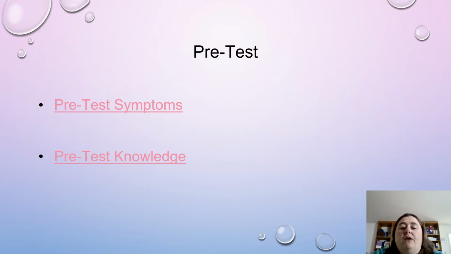There are two items that I would like for each of you to complete before you begin the course. First of all, there is a pre-test symptom checklist, and what this is going to do is allow you to identify any symptoms of compassion fatigue that you may be currently experiencing. Then I would like you to complete the pre-test knowledge test, and what that will do is just give me an idea of your knowledge base about compassion fatigue prior to completing the course. If you would complete both of these before beginning, and pause the video while you complete them.